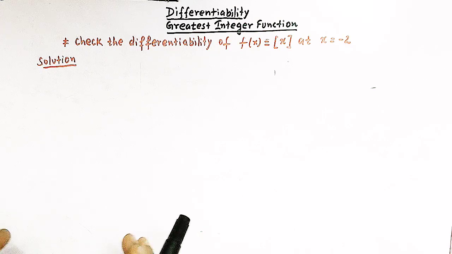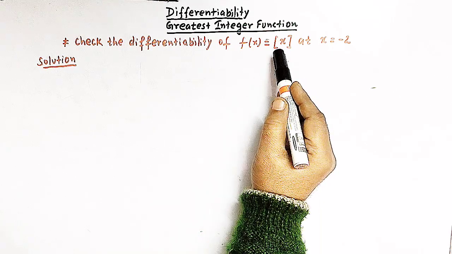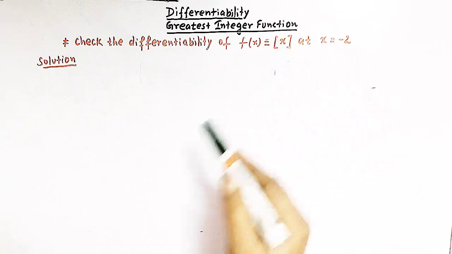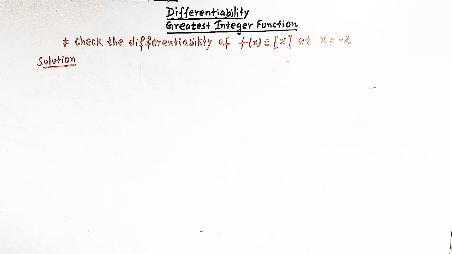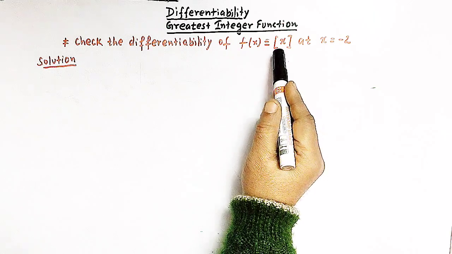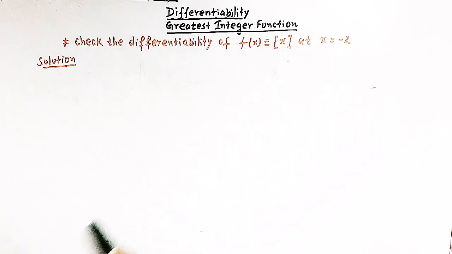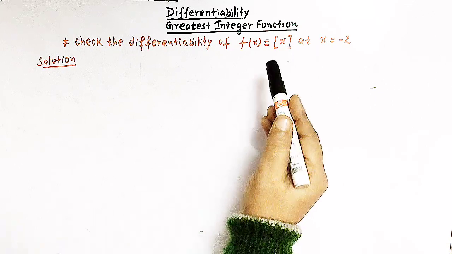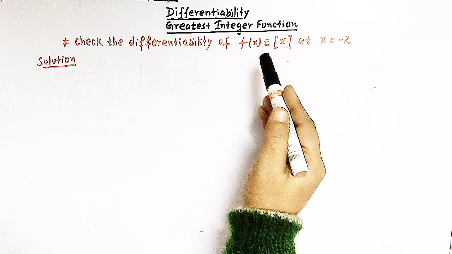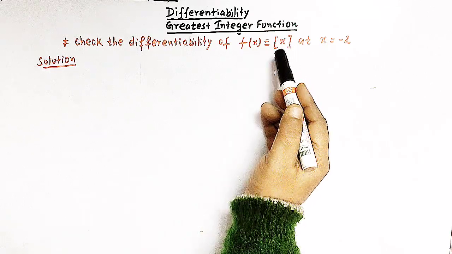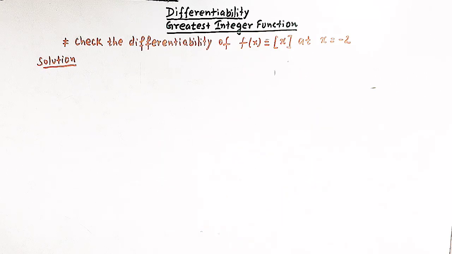So let us start. Here we'll first find out the right hand derivative of greatest integer of x at this point, and then we'll find out the left hand derivative of greatest integer of x at x is equal to minus 2. Then we'll draw the conclusion whether the greatest integer function, that is f of x is equal to greatest integer of x, is differentiable or not. So let us start.